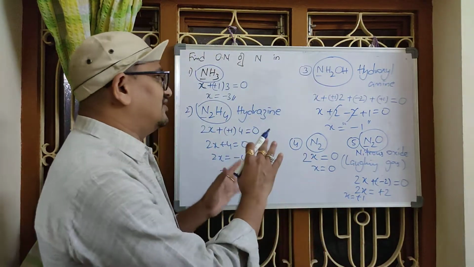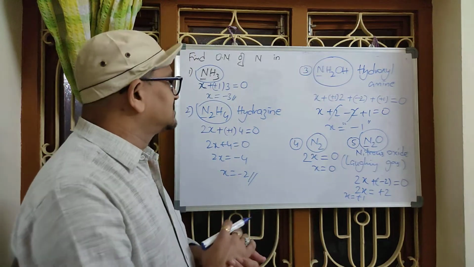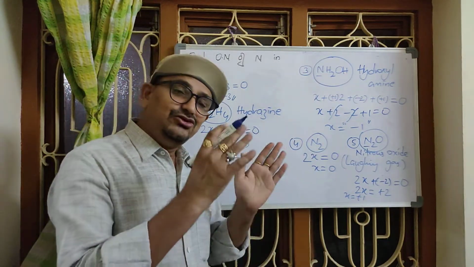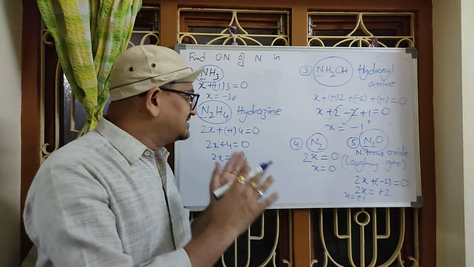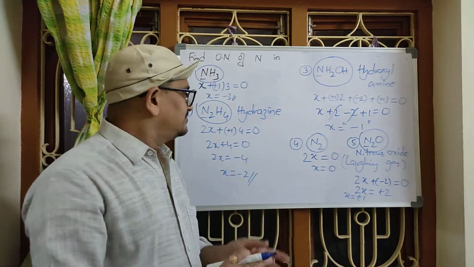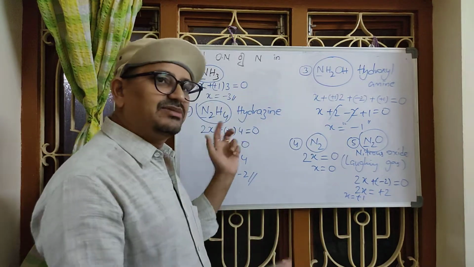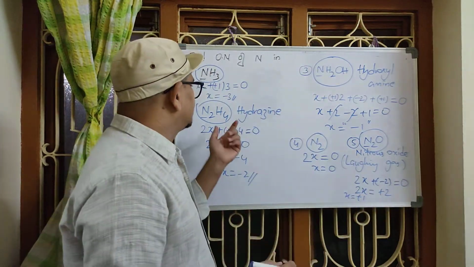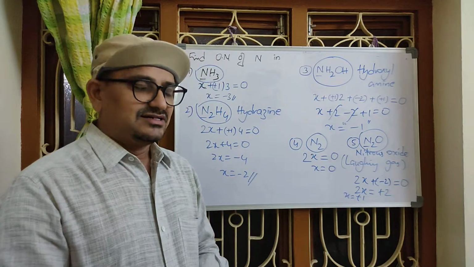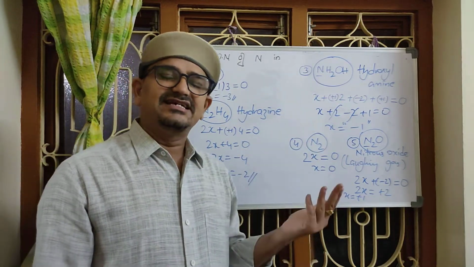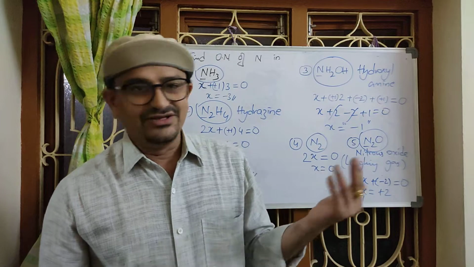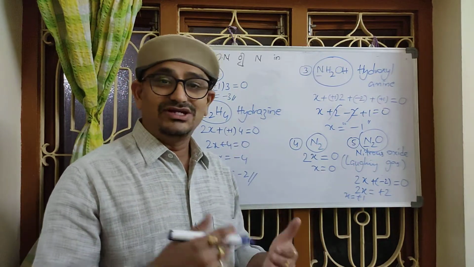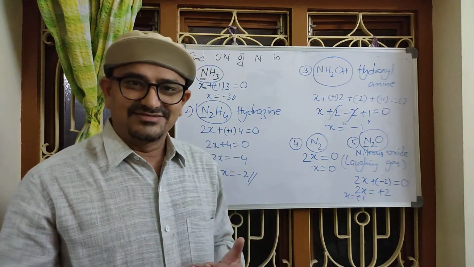This is how we can find out oxidation numbers in the given species. Using these oxidation numbers before and after a reaction, we can predict whether a species is acting as an oxidizing agent or a reducing agent, about which we are going to discuss in our next class. Okay.